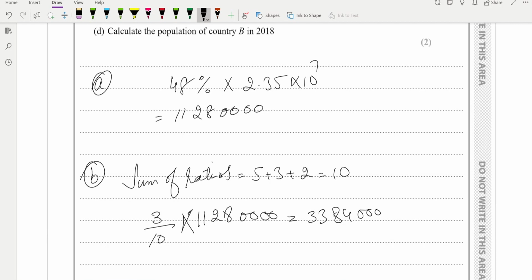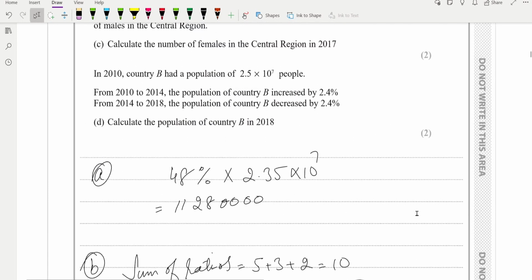338400. But the answer they require is in standard form, so we can write 0.0, and this decimal we have to shift in between these two threes. So after the first three we have to shift. How many jumps will we take? 1 2 3 4 5 and 6 jumps. So we will write the answer as 3.384 into 10 raised to the power 6. This will be the answer for this part B.